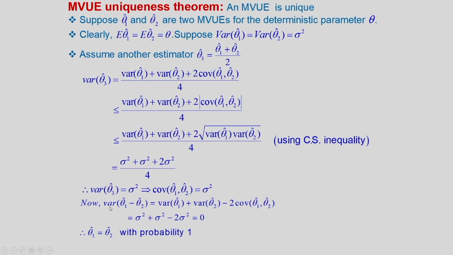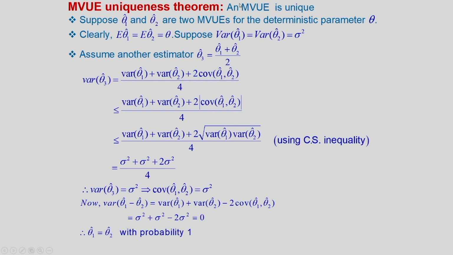And now, let us examine this expression, variance of theta 1 hat minus theta 2 hat. This will be equal to variance of theta 1 hat plus variance of theta 2 hat minus 2 times covariance of theta 1 hat, theta 2 hat. Now, substituting the value, this is sigma square, this is sigma square, and this is sigma square. Therefore, this expression will be equal to 0. That means variance of theta 1 hat minus theta 2 hat is equal to 0. This implies that theta 1 hat must be equal to theta 2 hat with probability 1.